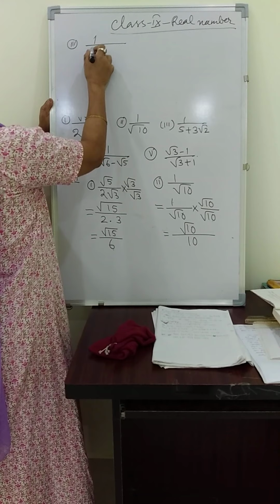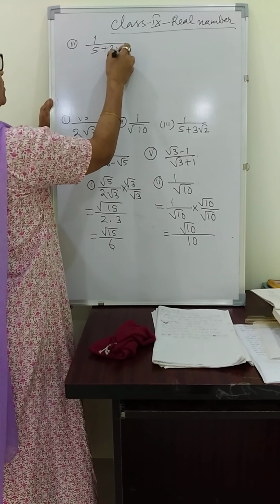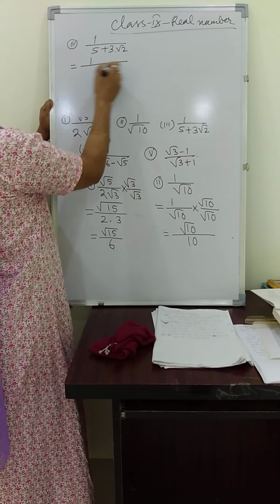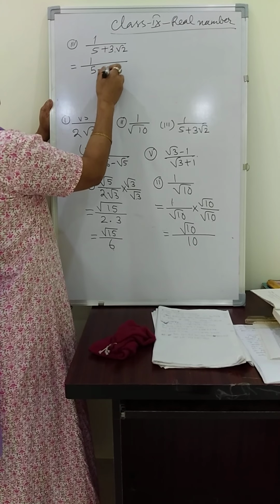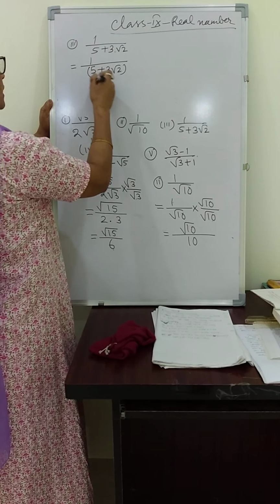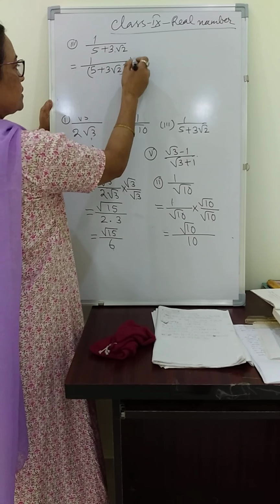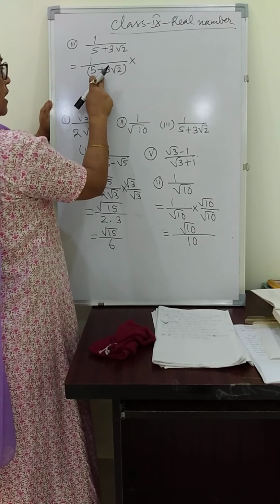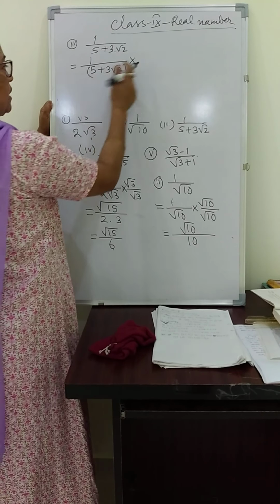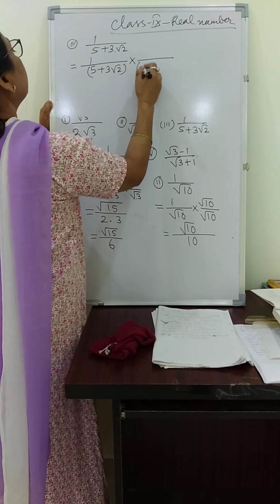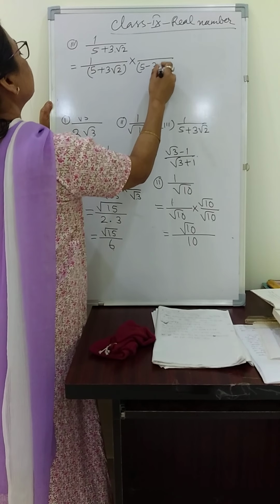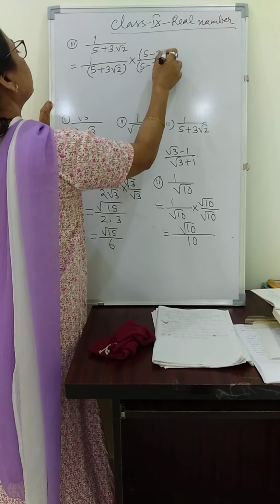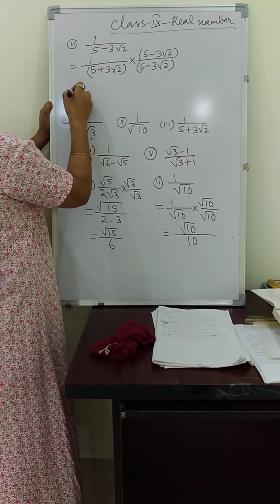1 by 5 plus 3 root over 2. Its RF is what? You put the plus, the opposite side is minus. So 5 minus 3 root over 2.